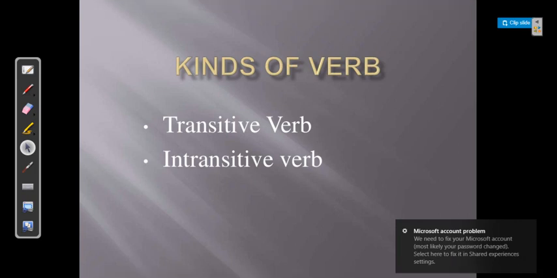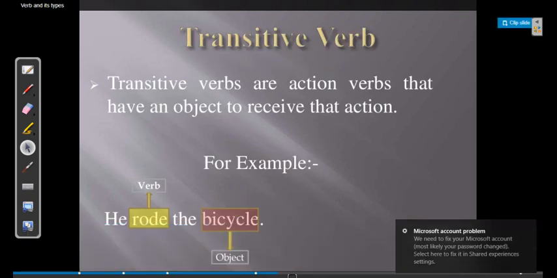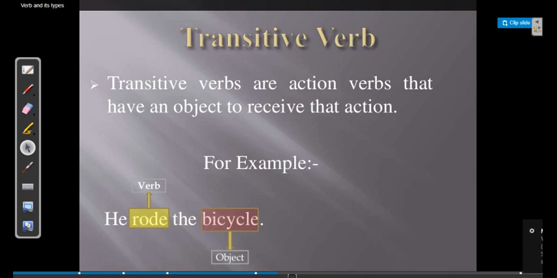Transitive verb and intransitive verb. In one, the verb aims at an object, and in the other case there is no object. Transitive verbs are action verbs that have an object to receive that action. For example, he rode the bicycle. Rode is a verb and bicycle is the object. What did he ride? He rode a bicycle.